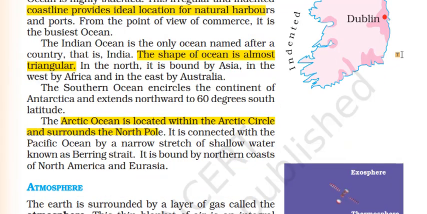The third one is the Indian Ocean. This is the only ocean which is named after a country, which is India. The shape of this ocean is almost triangular. In the north it is bounded by Asia, in the west by Africa and in the east by Australia.